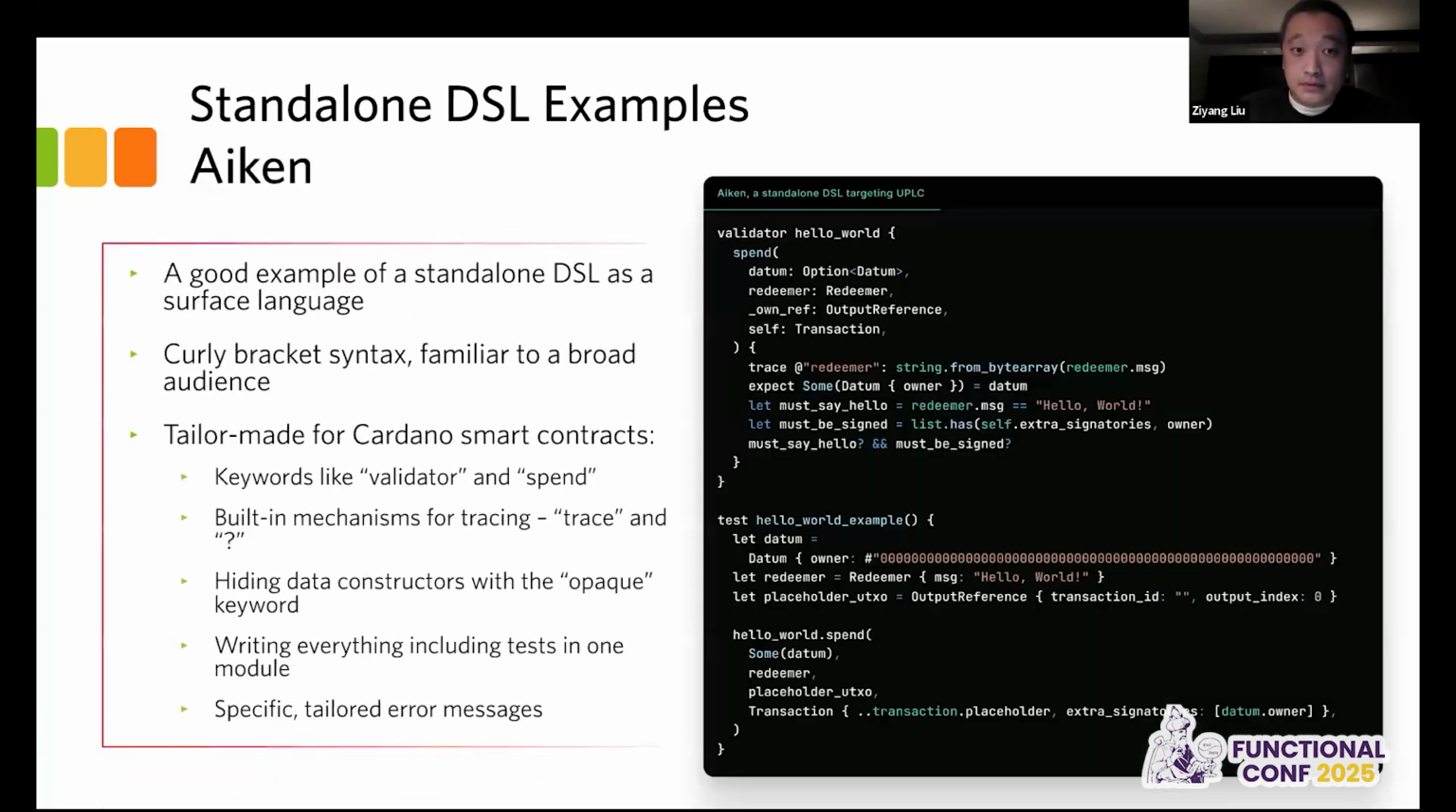Now I have one last example of a standalone DSL. This is a language called Aiken. This is also a purely functional language, and it is a high-level language for Cardano smart contracts. It is a surface language, and it compiles to UPLC. So Aiken is a very good example of a standalone DSL as a surface language. Even though it is a new language, it does a number of things to make it easier to adopt. For example, it adopts the standard curly bracket syntax, which makes it familiar to a broad audience.